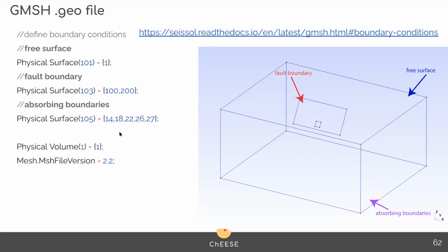Are there any other questions for the mesh file? Excuse me, I have one question. The absorbing boundary is for the fault, not for the domain, no? The absorbing boundary is for the domain. The fault boundary will be the fault surface, and the free surface is on the top of the domain, and the other 5 surfaces around the domain will be absorbing boundaries. It's a good question.